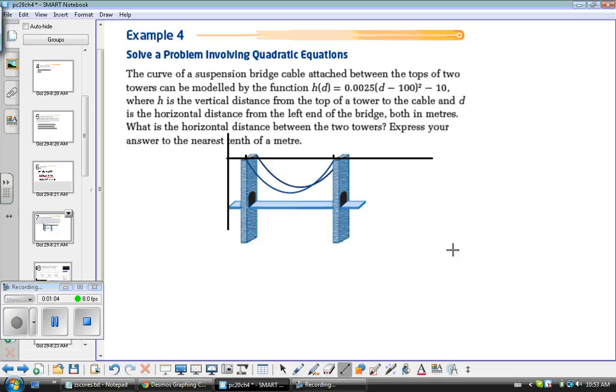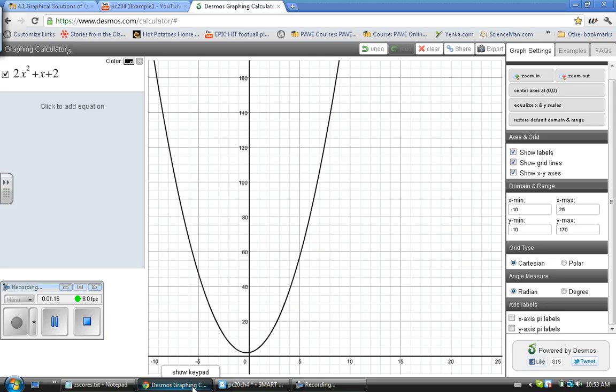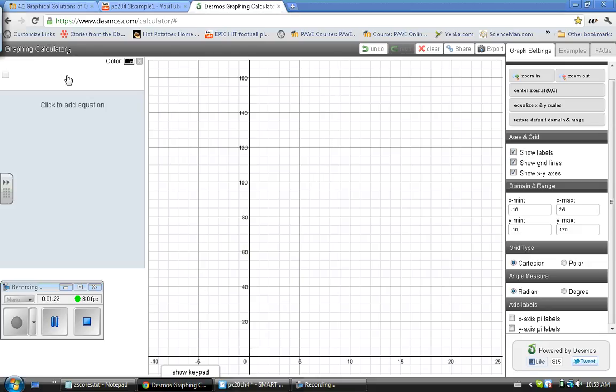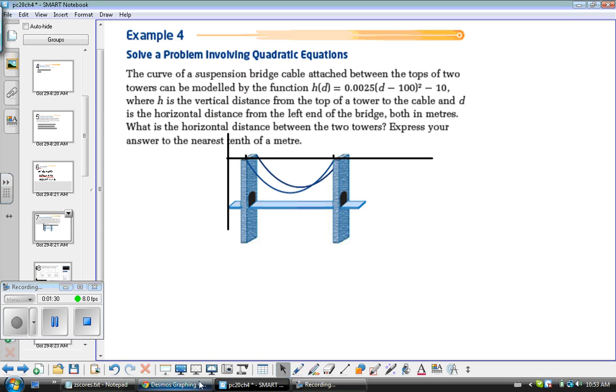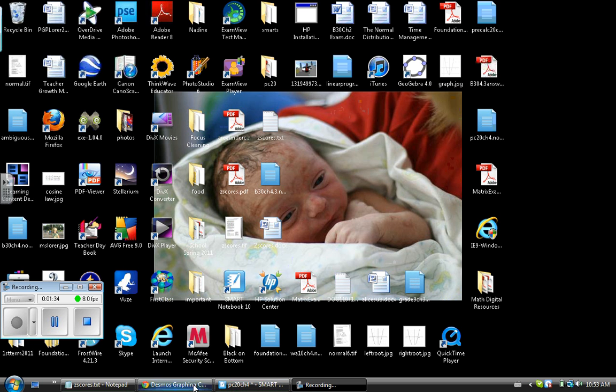Okay, so we're going to graph this. It's actually going to be just a parabola. We'll graph it on the graph calculator, and we'll see what it looks like. You don't have to rearrange it at all. You can just write it as it is. So 0.0025, feel free to write a multiplication sign because I think it needs it. So 0.0025 times (d minus 100) squared minus 10.